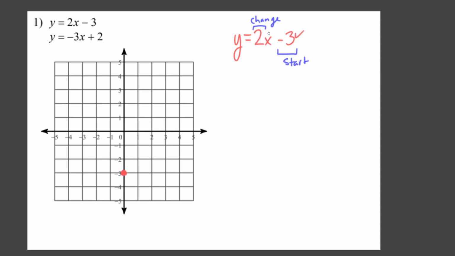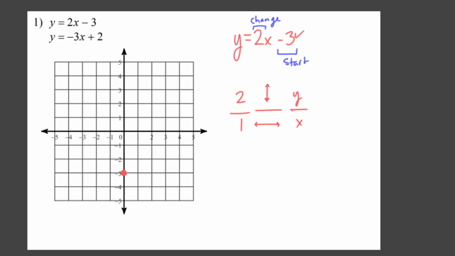Now I need to use my slope, my change. The slope is 2, but slope is always given as your change in y, or your up and down change, over your left to right change, or in other words, your change in y over your change in x. Because we're just given a 2, we're given the up and down. Because this is a whole number, we can always put this number over 1. So we have 2 over 1.